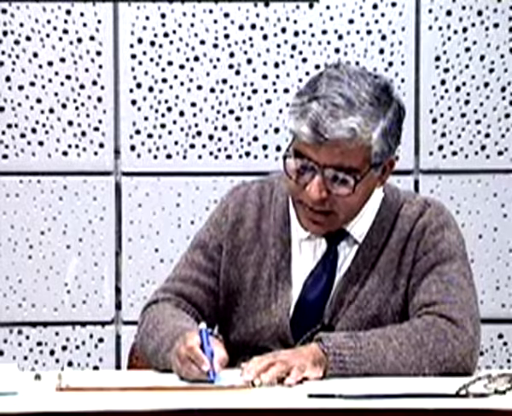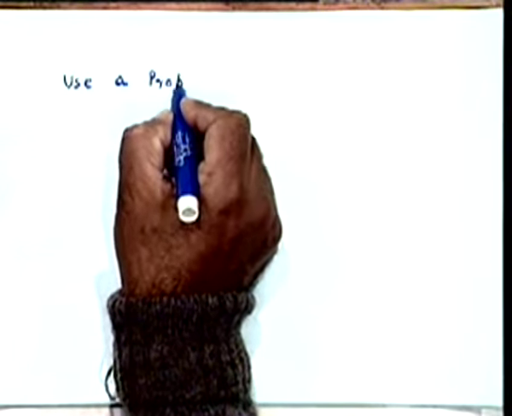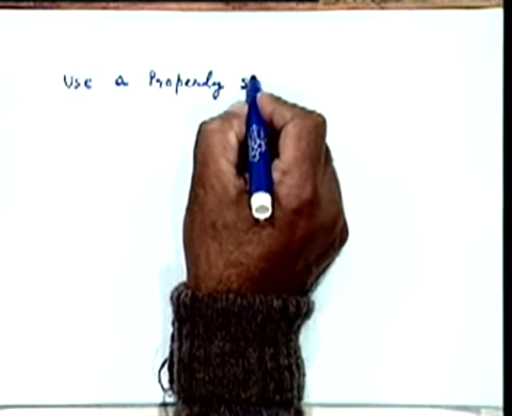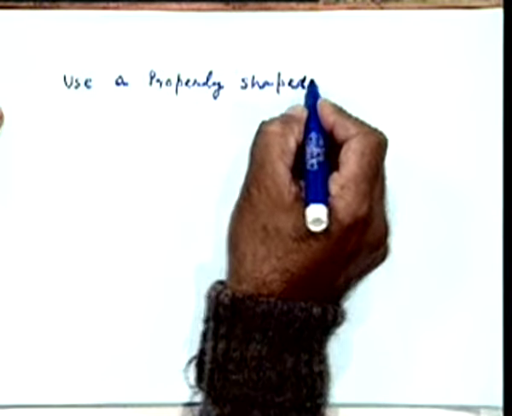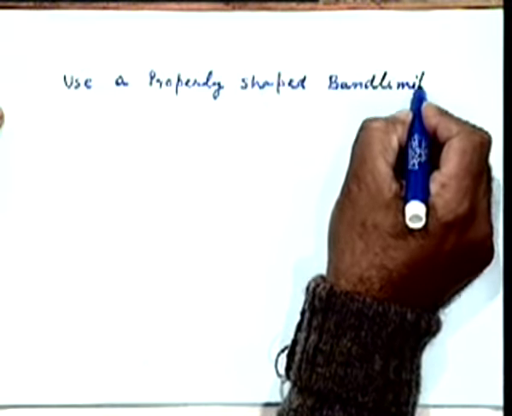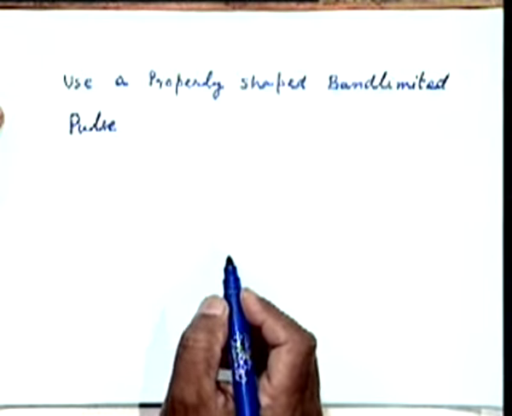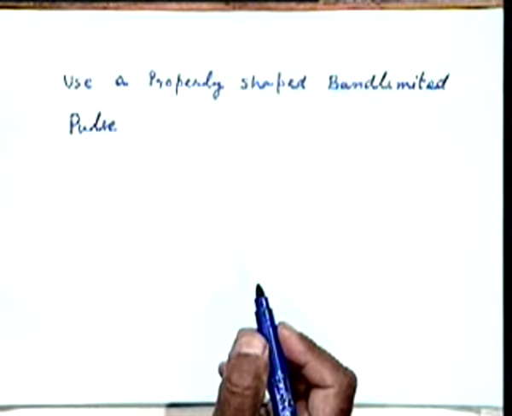And the answer lies in using a properly shaped band limited pulse, right? So we'll of course try to understand what that proper shape is. Use a properly shaped band limited pulse. And what is a proper shape? This is what we need to understand, right?